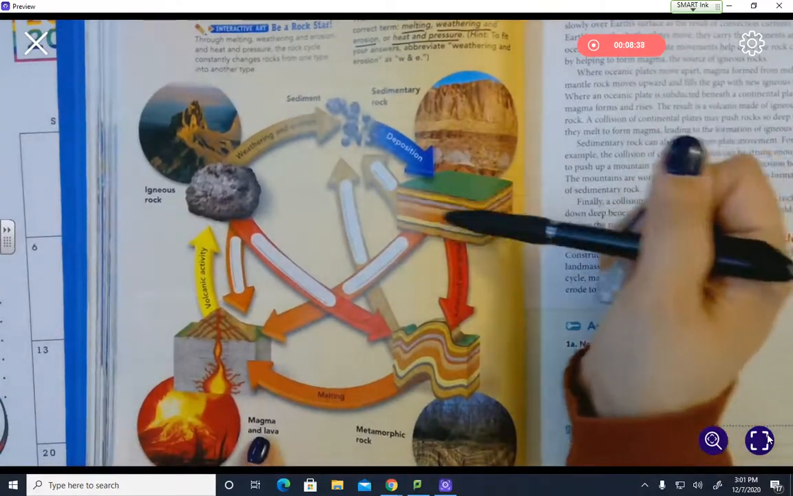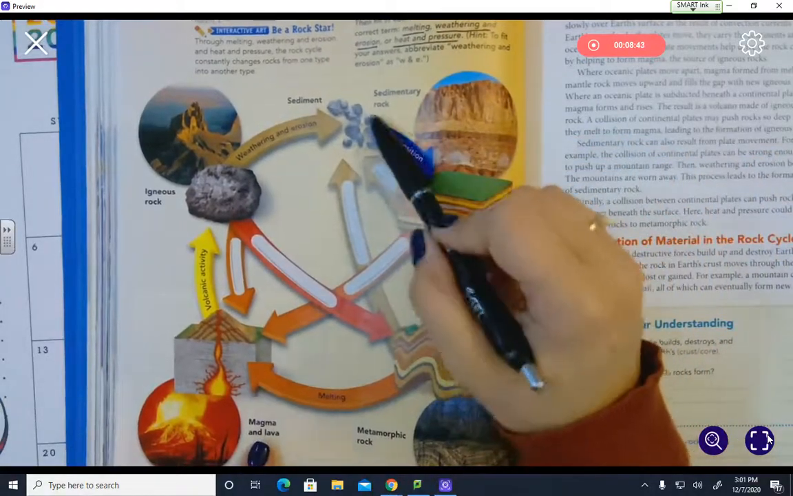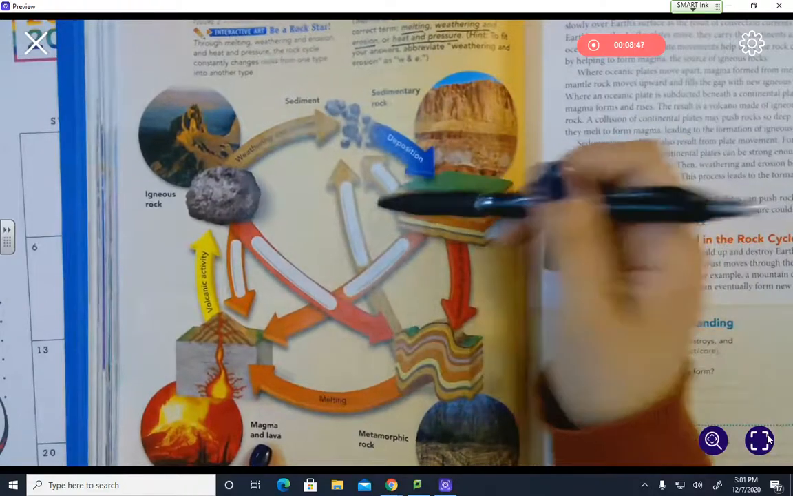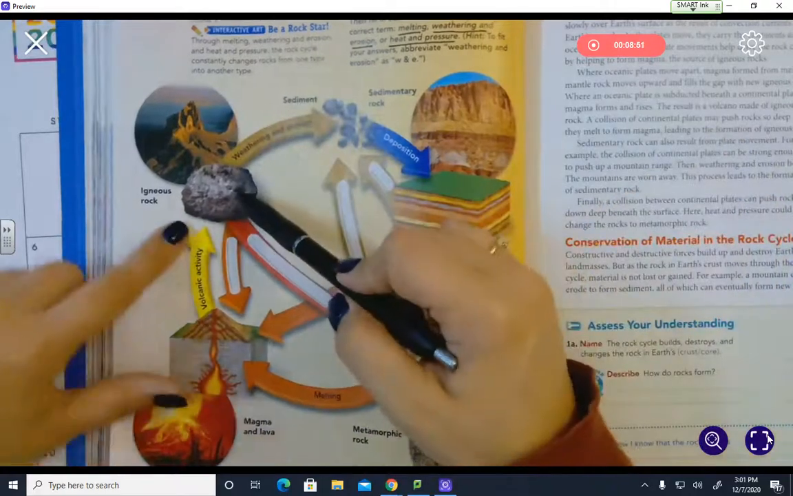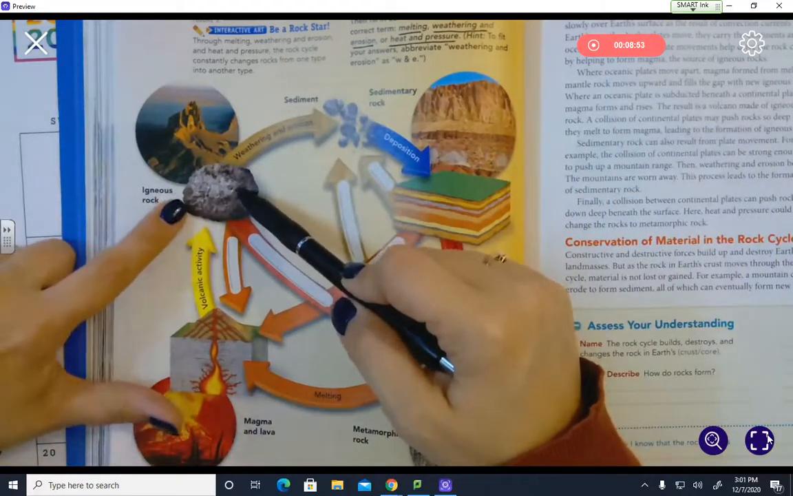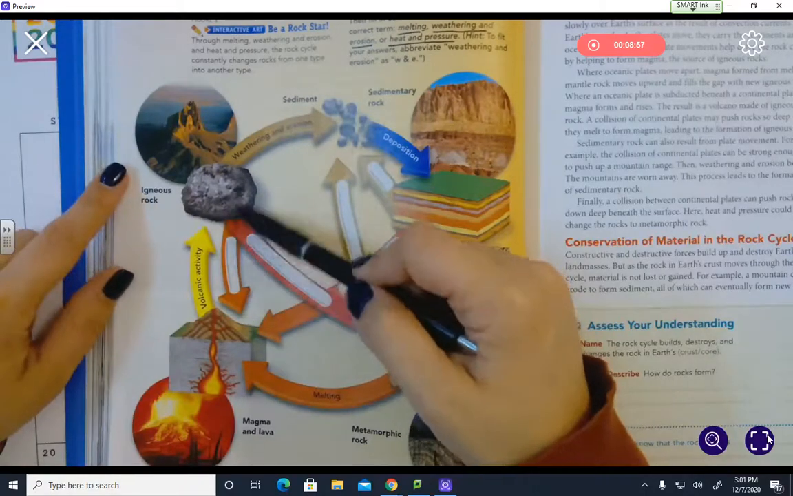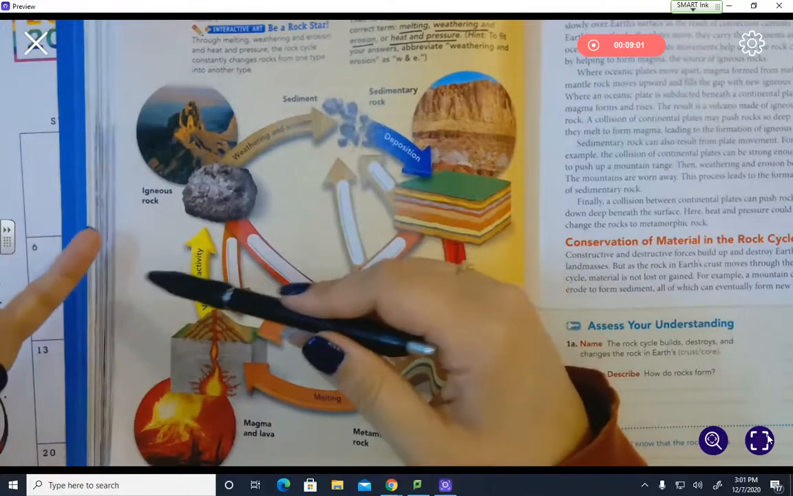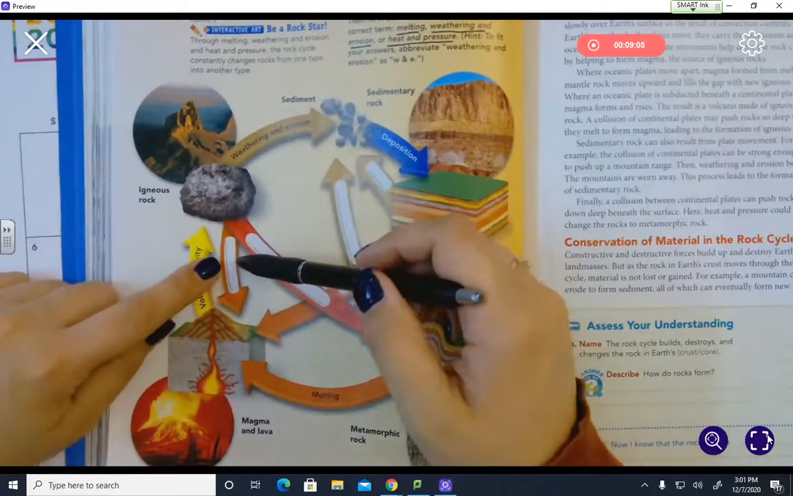If I'm right here, what would I have to do for it to become back to sediments? Write it right here. Now let's go back to our igneous rock. If I'm an igneous rock, what do I have to do in order for it to become magma and lava? Do I have to melt it? Would I weather and erode? Or would I add heat and pressure?